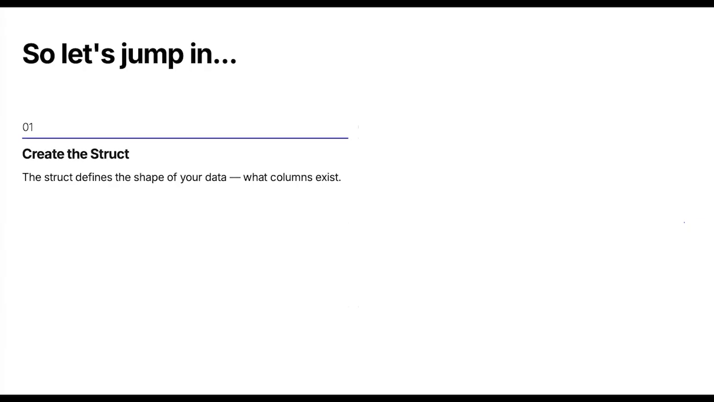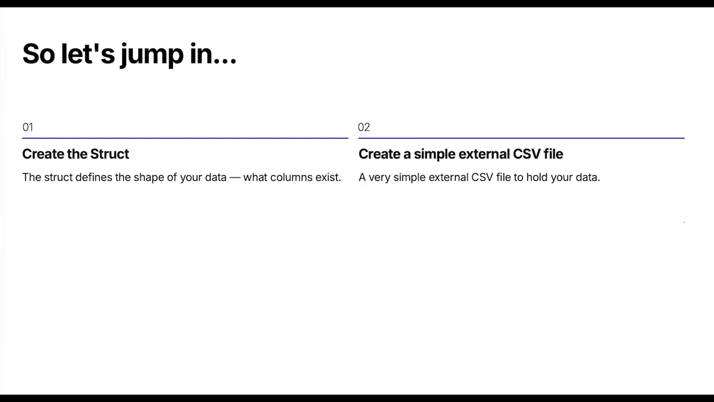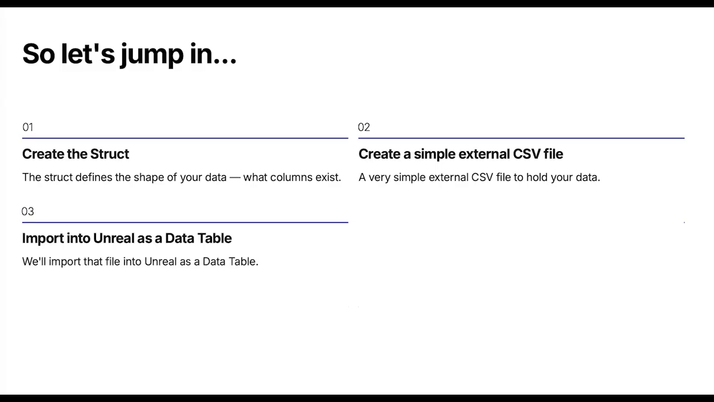All right, just an overview here. We're going to start with creating the struct. The struct defines the shape of your data, what columns exist. Next, we'll create a very simple external CSV file. I have to be careful with that one. And we'll import that file into Unreal as a data table.